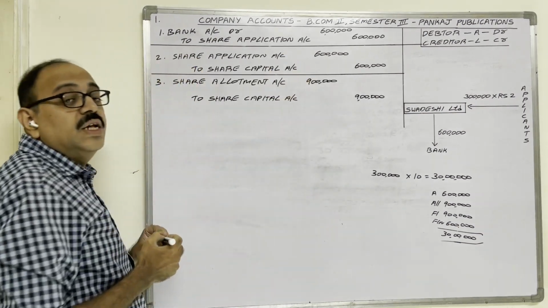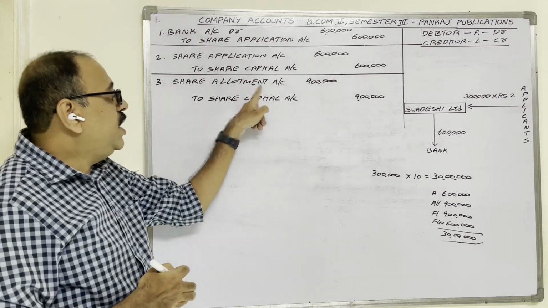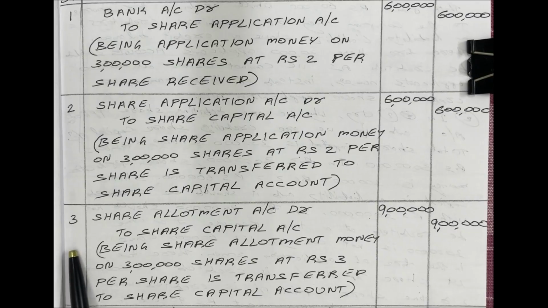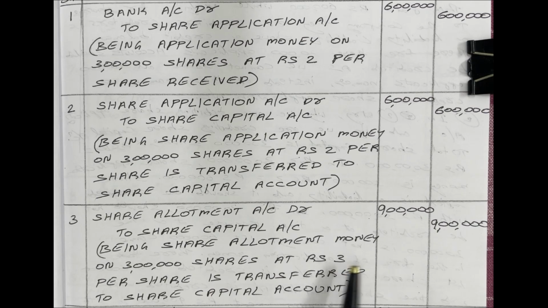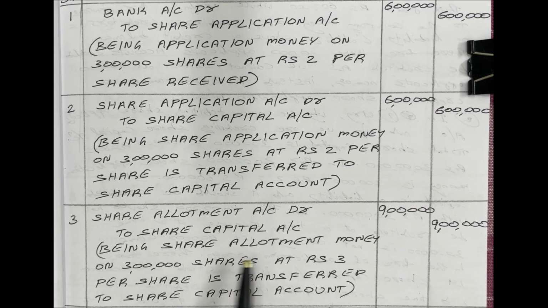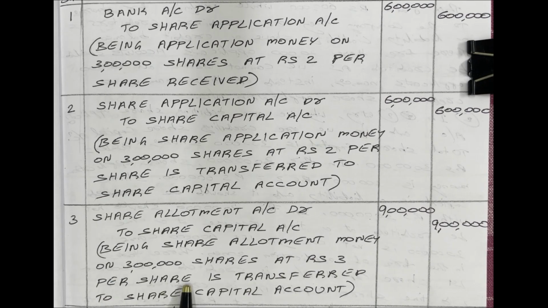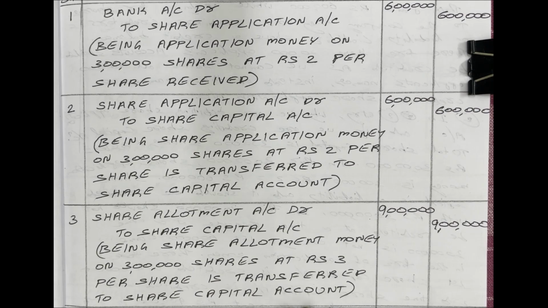So remember, third entry is what? Share allotment account to share capital account. Third entry, share allotment account debtor to share capital account, on 3 lakh shares at the rate of 3 rupees each, total 9 lakh rupees allotment money, no? That amount we are transferring to share capital. Mention that in the narration. Being share allotment money on 3 lakh shares at 3 rupees per share is transferred to share capital account.